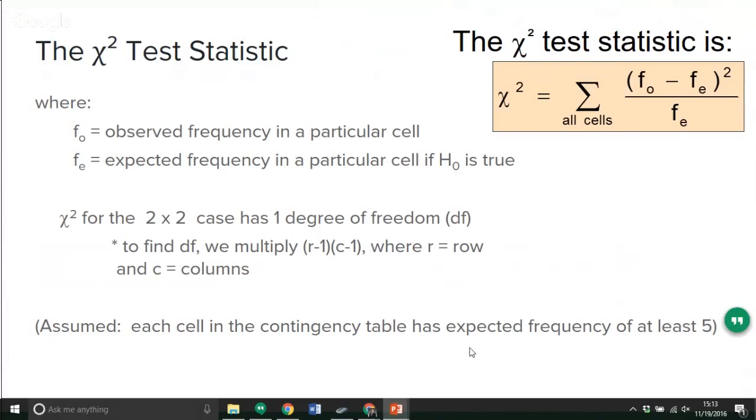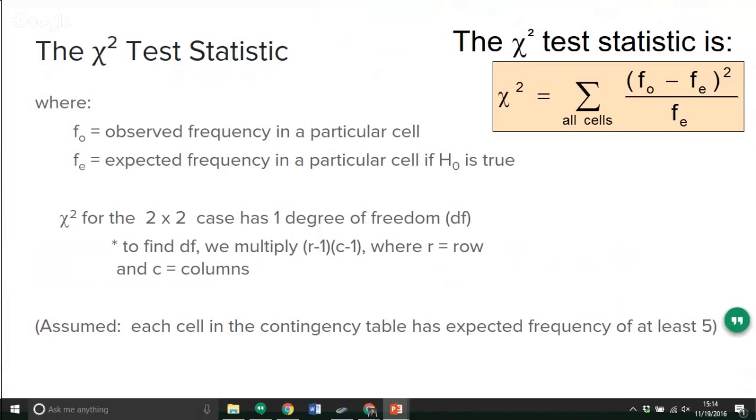Okay? And we always are trying to assume that each cell in the contingency table has an expected frequency of at least 5, so that way that test statistic can actually run. Otherwise, we don't have enough data to be able to calculate our expected frequency count.